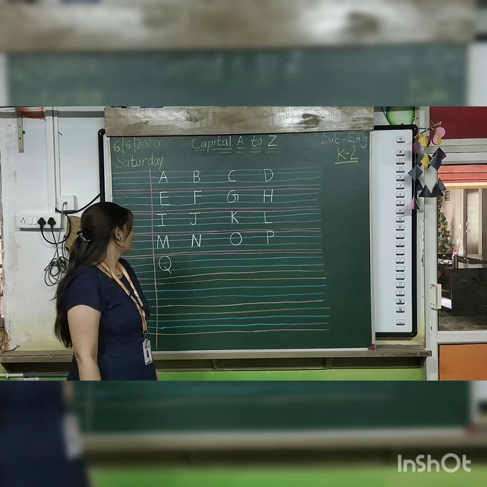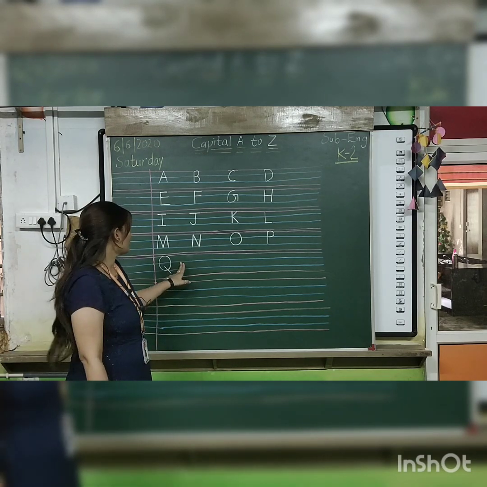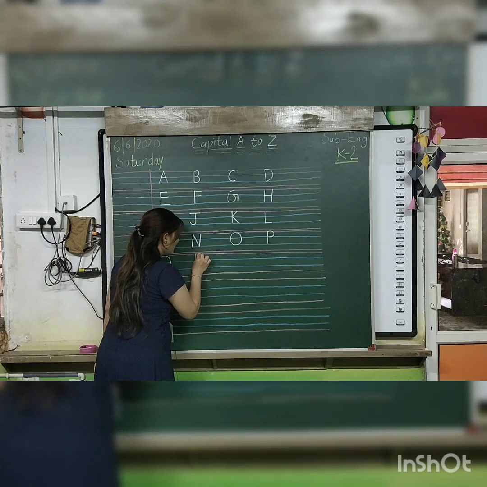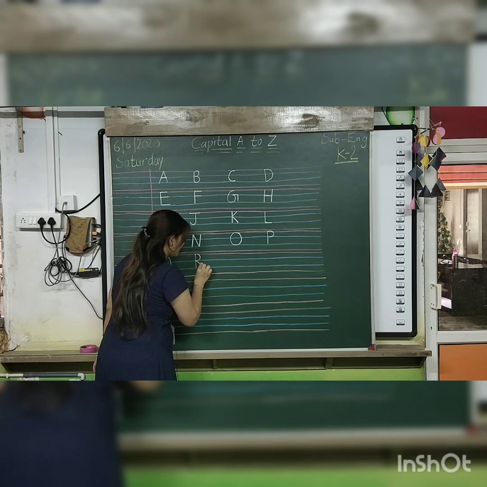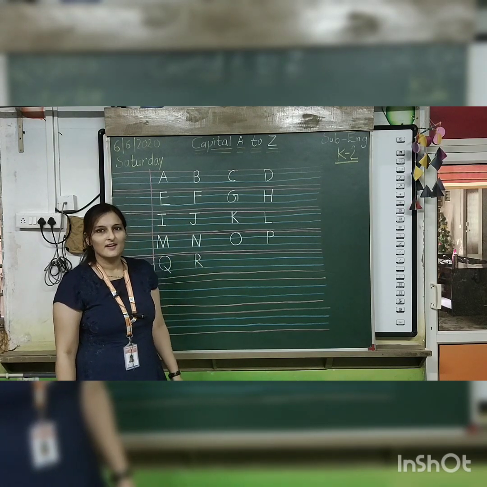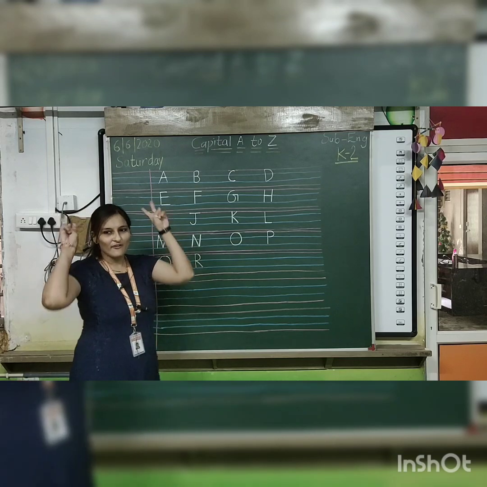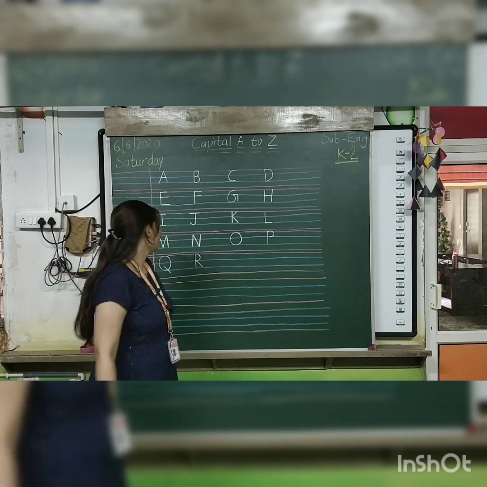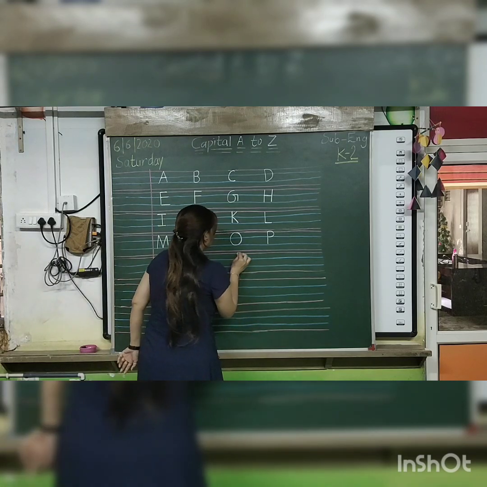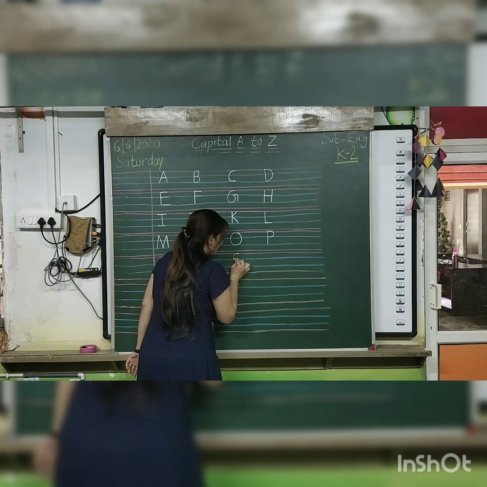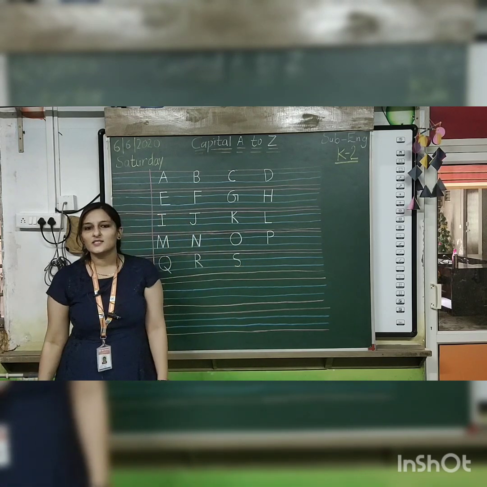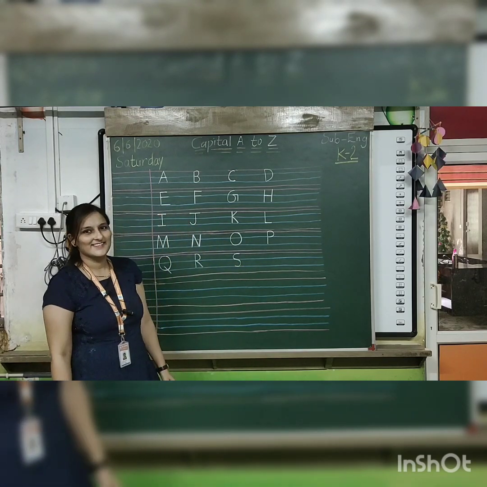Next, leave 2 finger space, then write standing, curve, and then slanting. R for rabbit. R. Repeat with me. R for rabbit. Next, leave 2 finger space, then write curve, then again from blue line to blue line curve. S for sun. S.